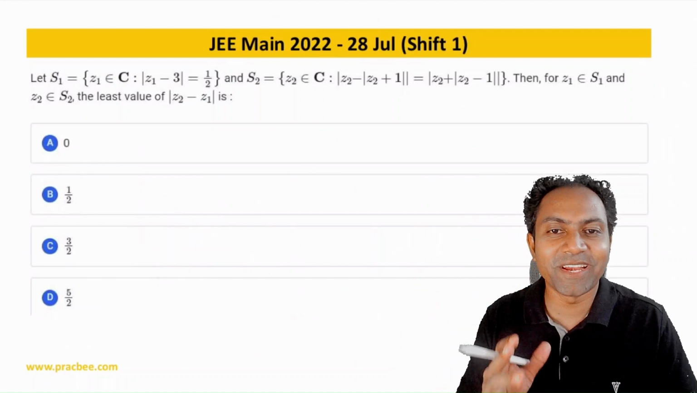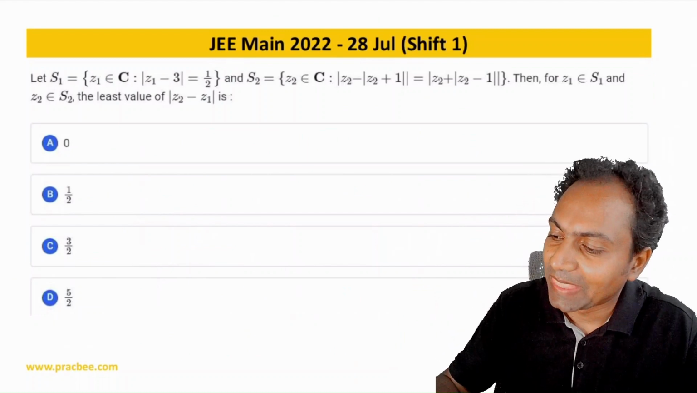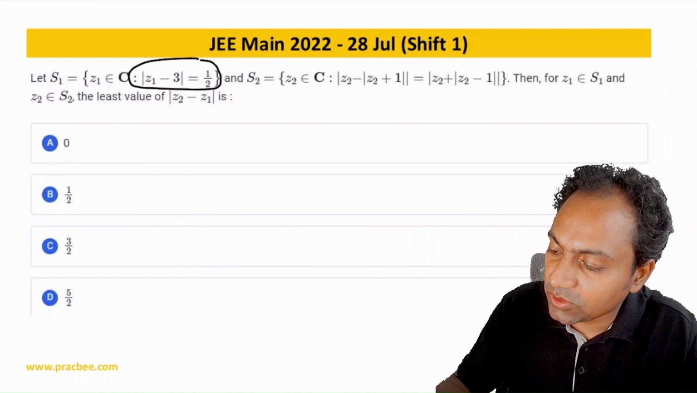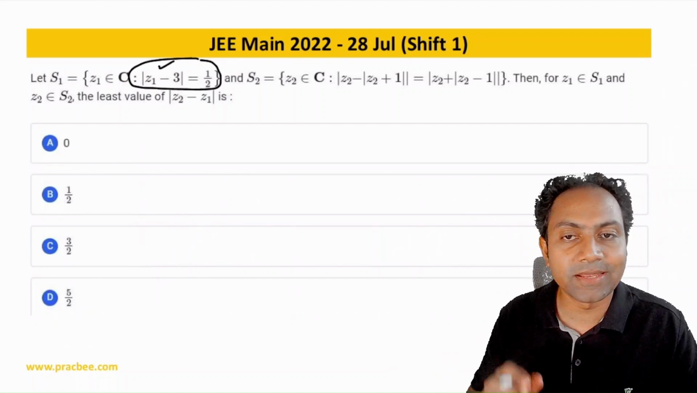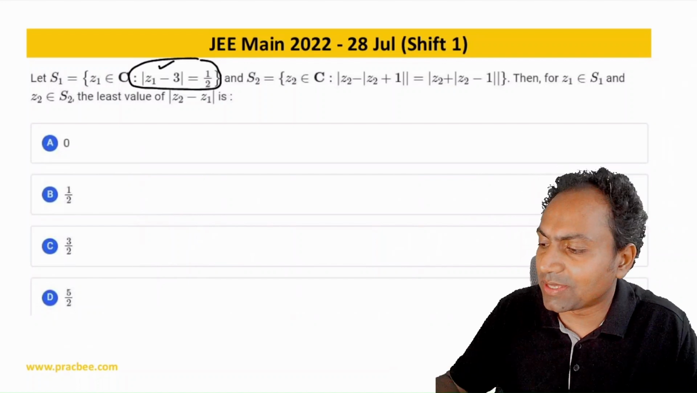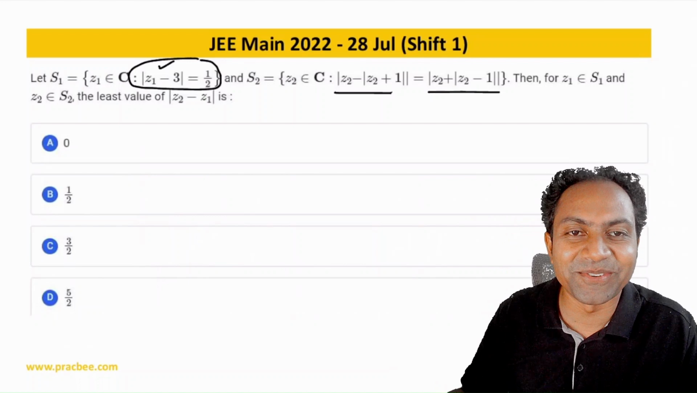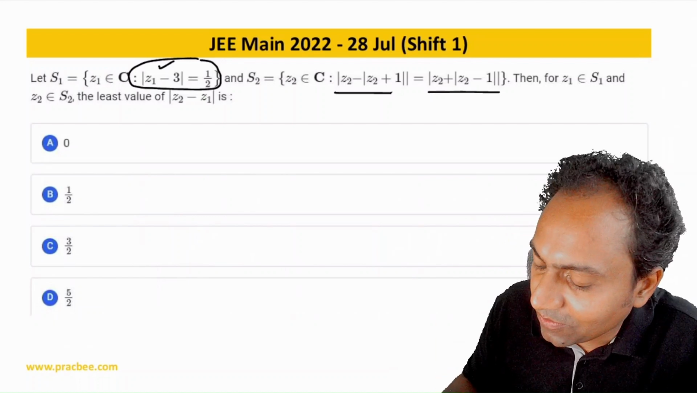Now let us look into this very interesting question that was asked in 2022. In this question, they have given two equations. One clearly and distinctly is the equation of a circle that has center at 3 and the radius is 1 by 2. If I look into the other equation, this is a messed up equation because there are many mod signs put into a single question. How to maneuver through such kind of equation or question?